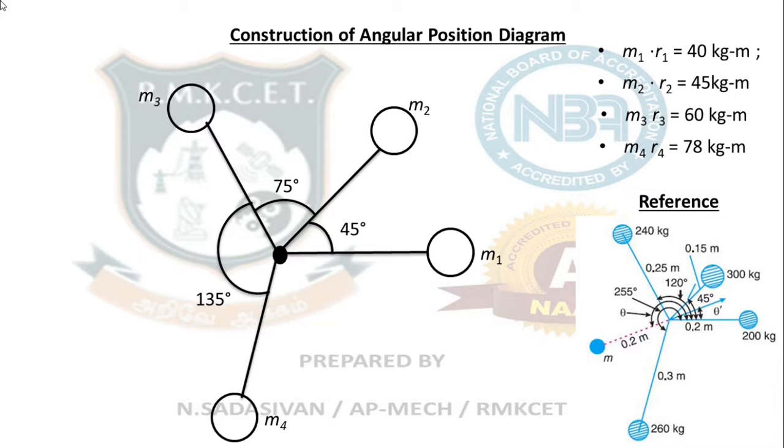Clear? Okay. So this is the first step in the graphical solution. First I have drawn the angular position diagram. Very simple. Whatever the given data is, I am going to put those masses. Here we are not concerned about the radius. So whether this is 15 or 30, that is not really important here because we are not going to use that data from this. For that I am going to construct the force polygon next.